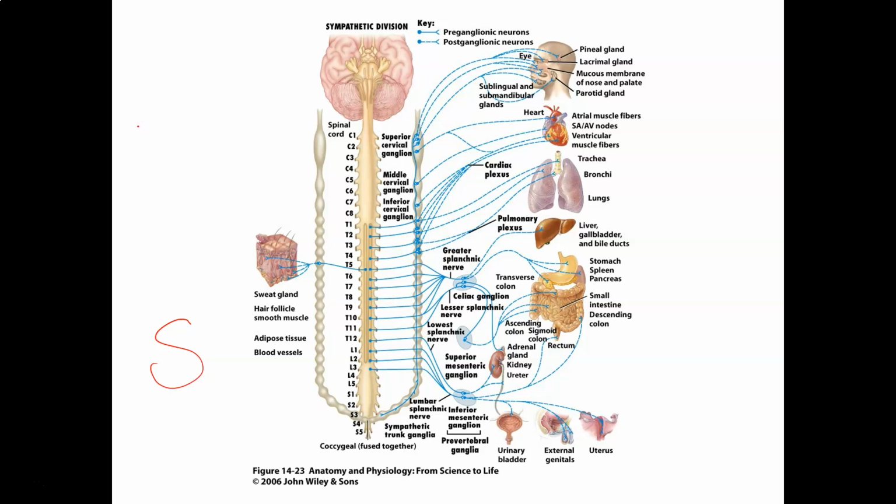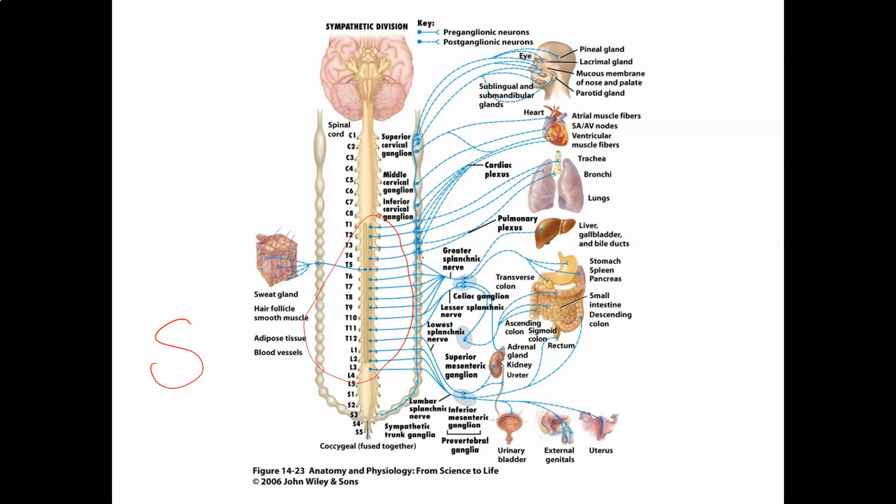So the sympathetic division, the cell bodies are in the lateral horn of the spinal cord. But notice they're not throughout the entire length of the spinal cord. They are in the thoracic and lumbar parts of the spinal cord, not in the sacral or the cervical parts. Because of that, they sometimes refer to the sympathetic division as the thoracolumbar division, because it's in the thoracic and lumbar region. So that's where their cell bodies are.